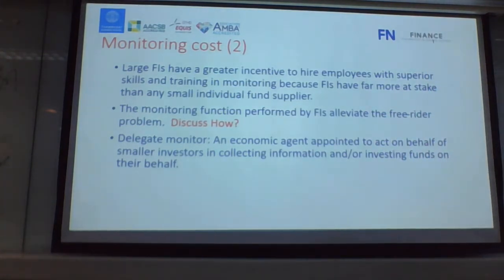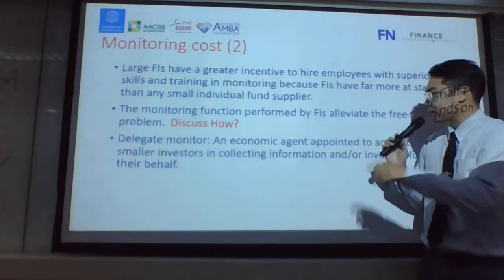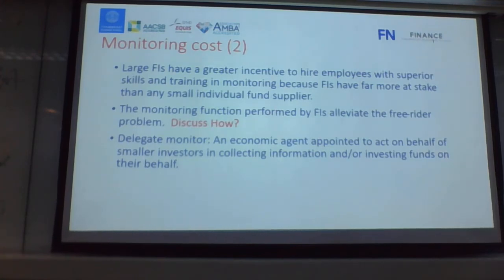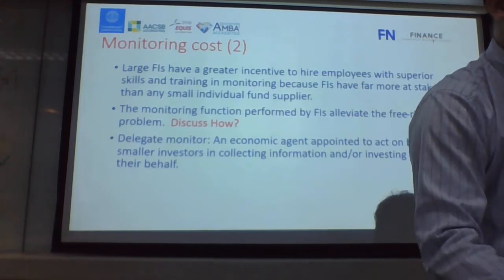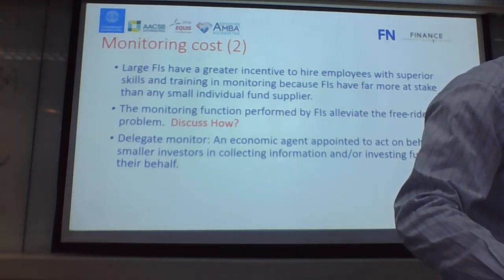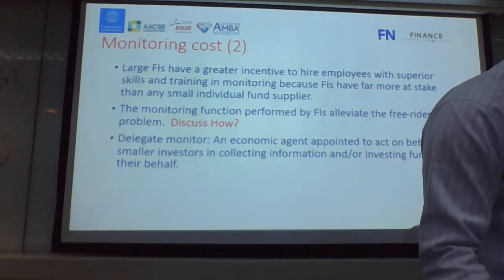And another benefit of the banks, we come to this term again, the free rider problem. Before discussing this point, could you please give me an example of a free rider? What is a free rider? Any idea, please? Like people that use public property but don't pay any tax. Okay, thank you very much.